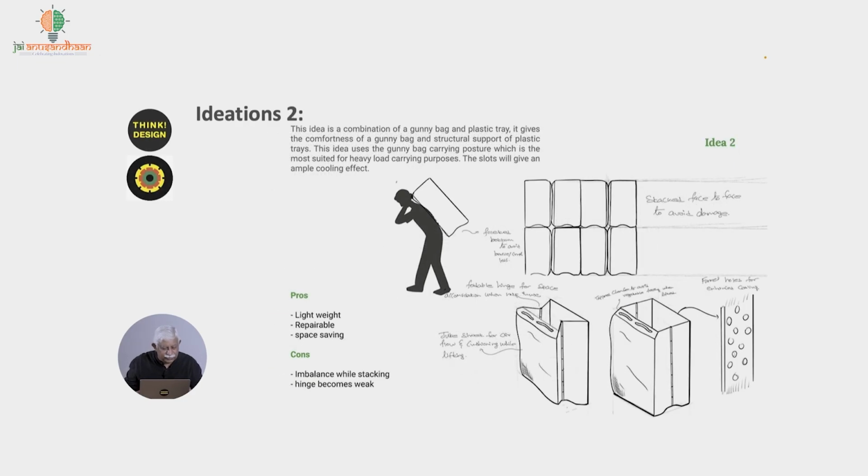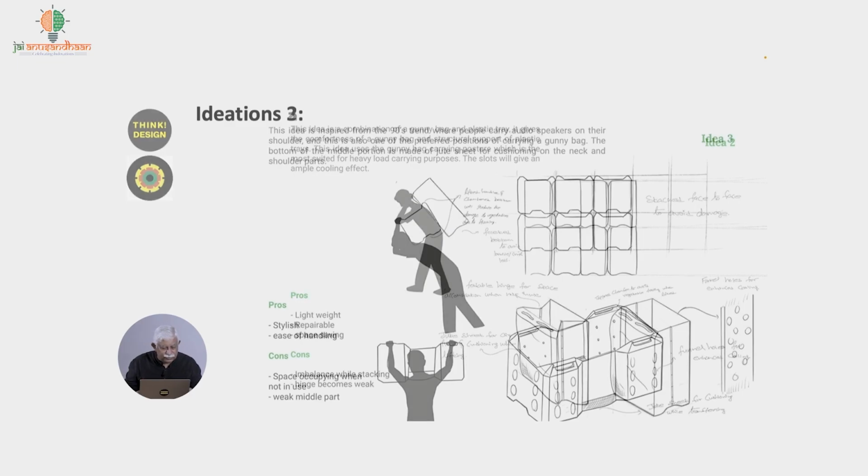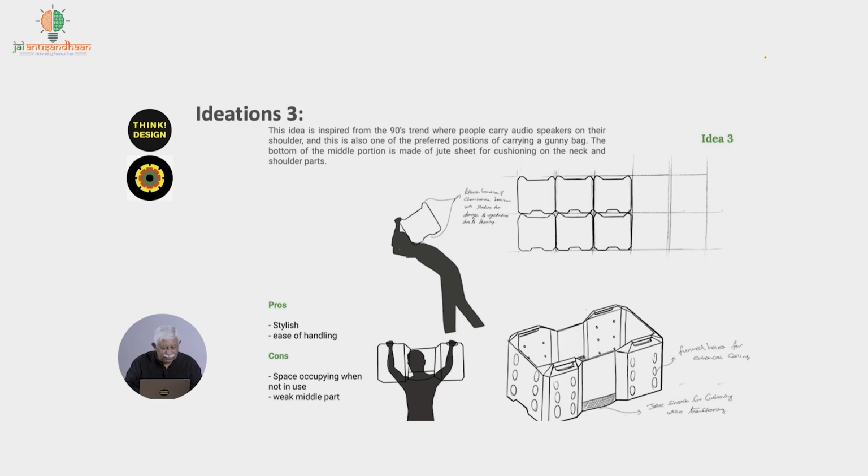Also, the way one moves them around: it has to be lightweight, repairable, and also space saving. That means you should be able to stack it, one next to another. So these are all the ideations coming in. These are small containers which go into another, so it is easy to handle. When it is not being used, it occupies less space.